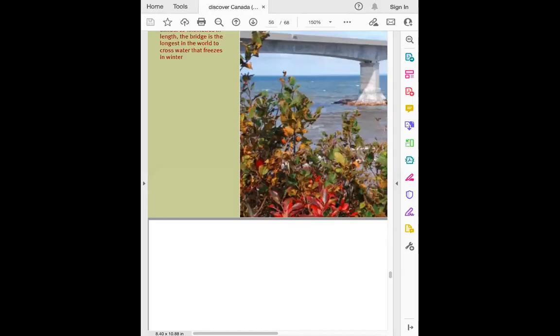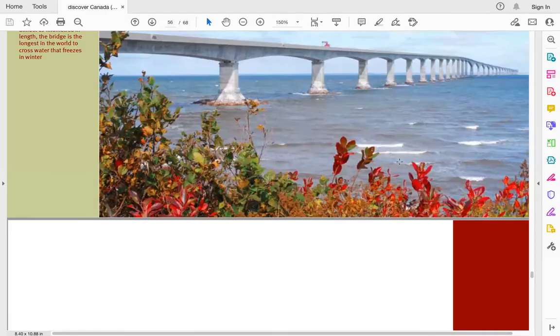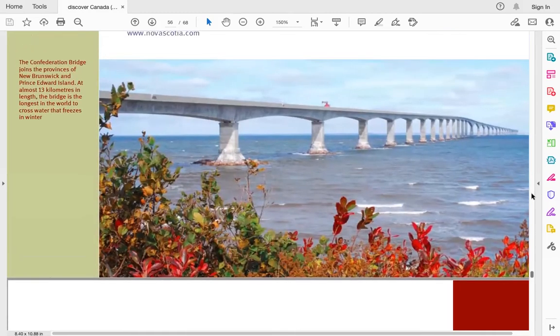Caption: image of the Confederation Bridge. The Confederation Bridge joins the provinces of New Brunswick and Prince Edward Island. At almost 13 kilometers in length, the bridge is the longest in the world to cross water that freezes in winter.